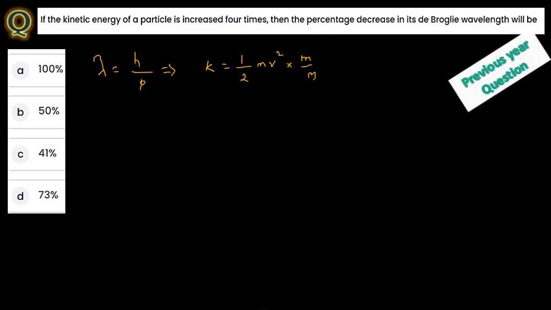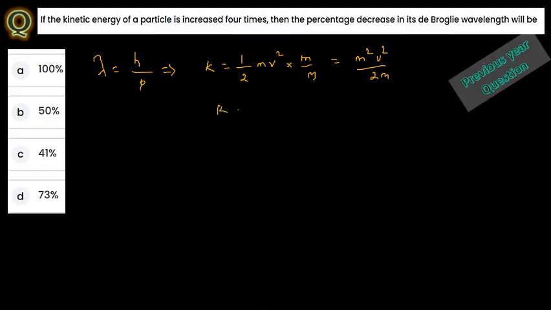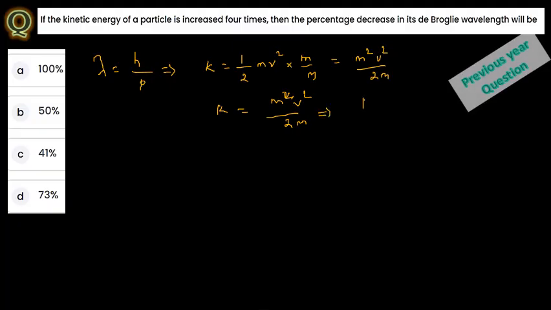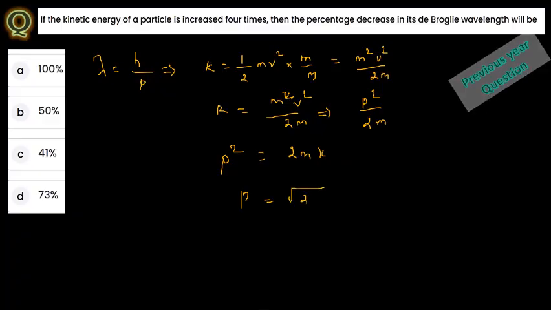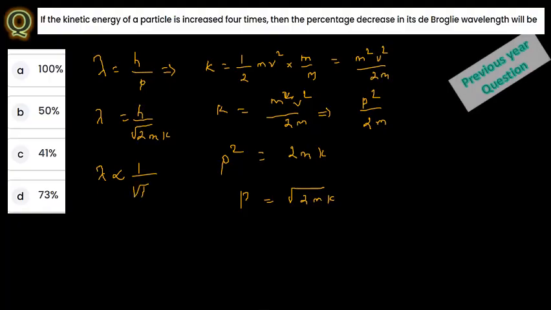If you cancel here, this will be equal to 1, so K is equal to m square v square divided by 2m. Here m square v square is momentum p square, so p square is equal to 2mK. From here p is equal to the square root of 2mK, so lambda is equal to h divided by the square root of 2mK. Lambda is inversely proportional to the square root of K.